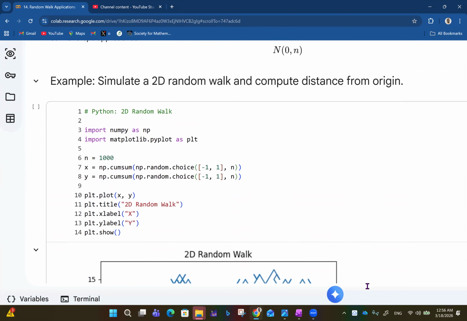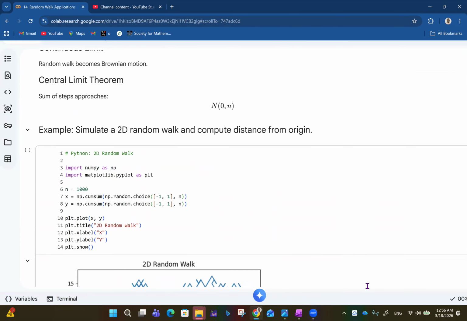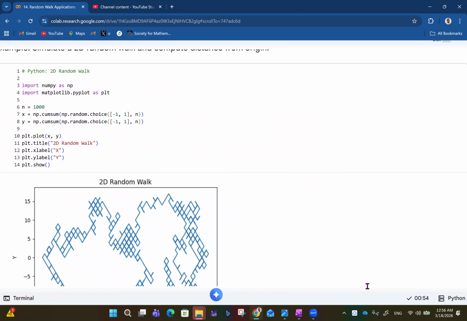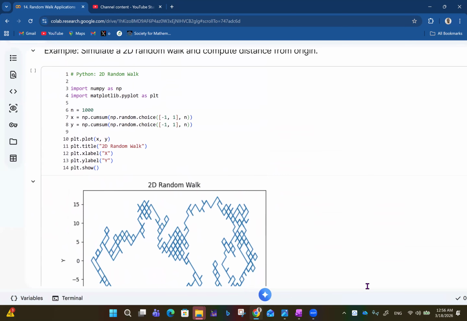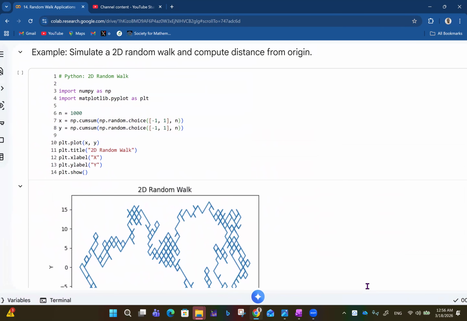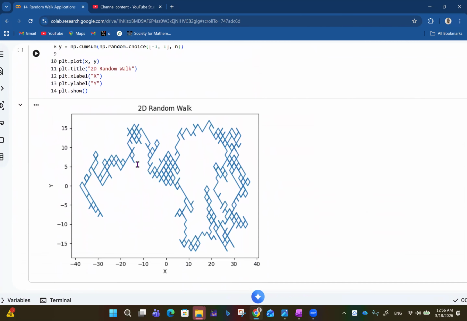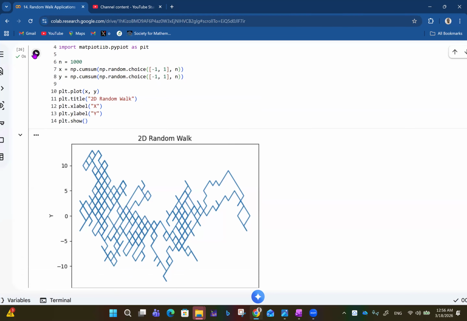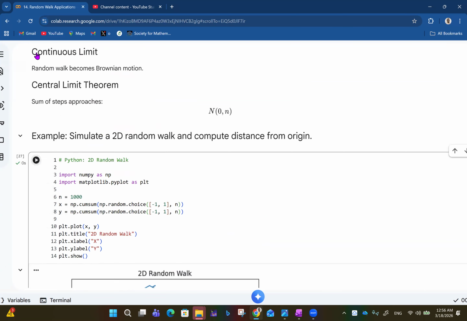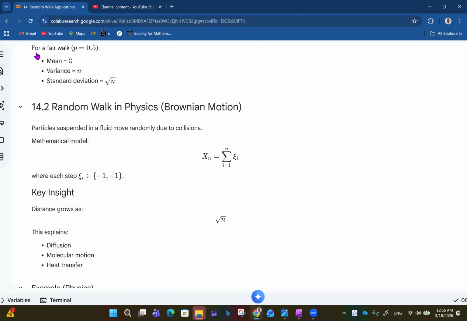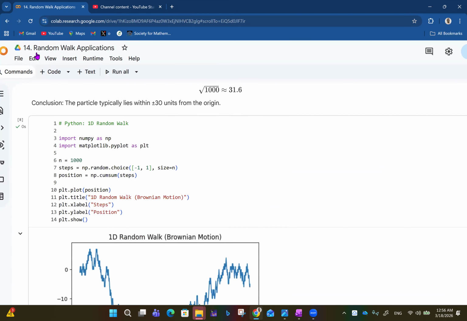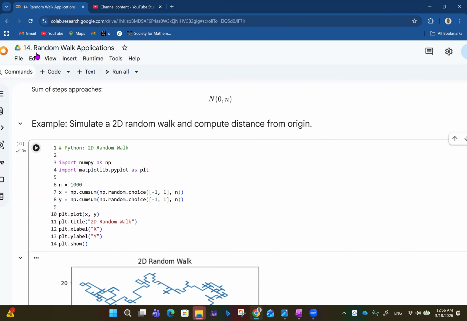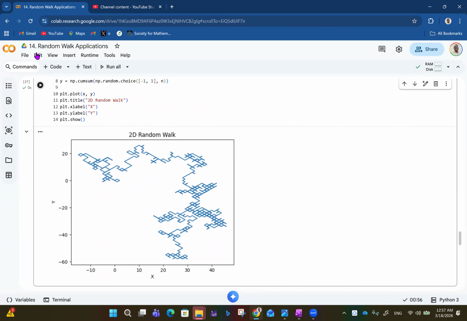Now we are simulating a 2D random walk and computing distance from the origin. We have n steps and we do the 2D random walk, so you have x and y. As you keep running, it keeps shifting shape. We already saw the computation of distance from the origin with the 3D random walk. Oh, okay, that was in the last video actually. Or maybe I can do this now.